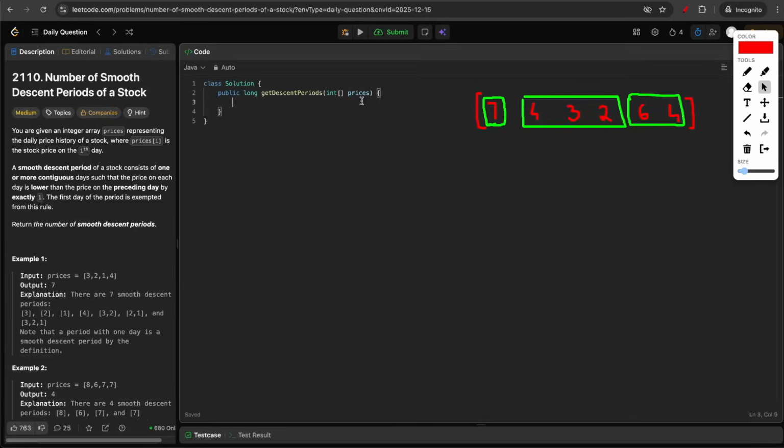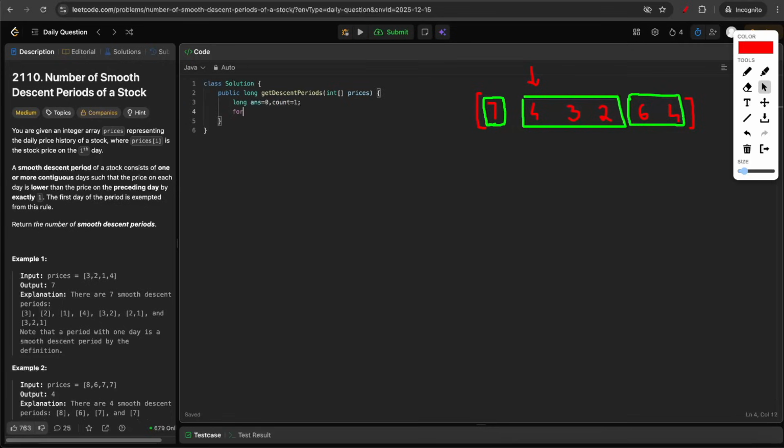Now let's code the approach. After we code it, we'll do a dry run on this example. So first let's declare the variables: answer equal to 0, and initially count will be 1 because we will start iterating from index 1. So count equal to 1 is representing 7 so far.